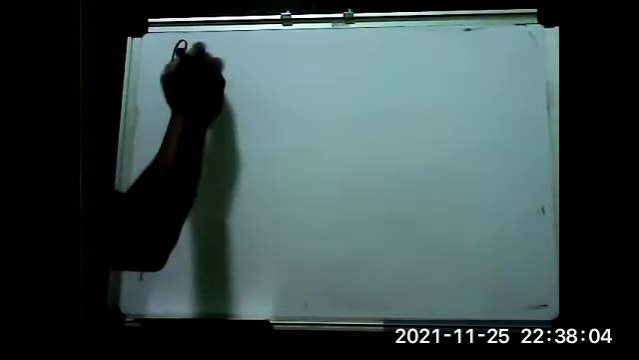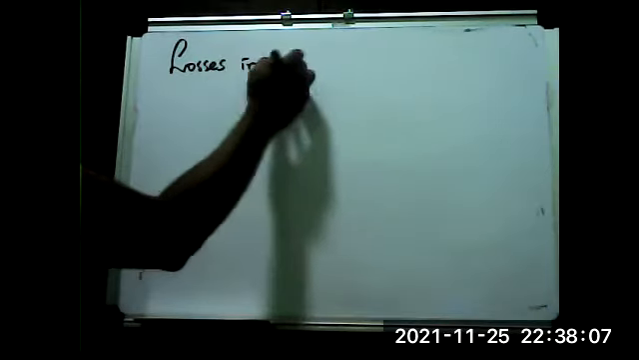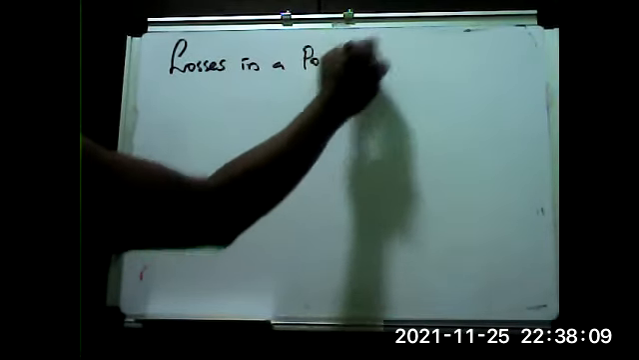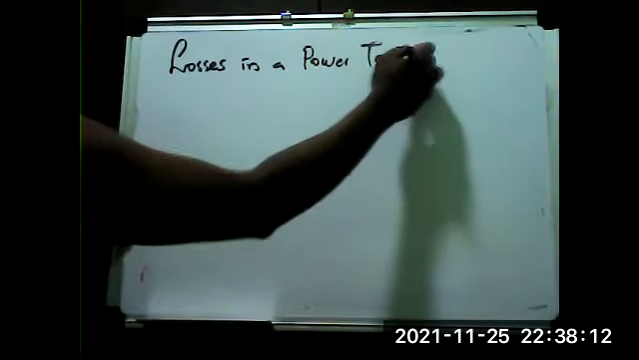What was part B of the question? Explain briefly the losses that occur in a power transformer. Read again in English. Explain briefly the losses that occur in a power transformer. Okay. Losses in a power transformer.